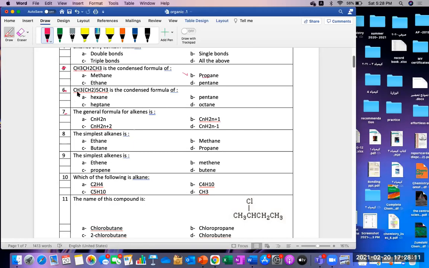For 6, it is also a condensed formula, so we need to count here. When you're counting, it's CH3, then CH2 repeated 5 times, and then CH3, so you have 7 carbons here, so it should start with hept. So this one should be C. You have 7 carbons here, so it will be hept. Okay, the general formula for alkenes is CnH2n, so it will be A.